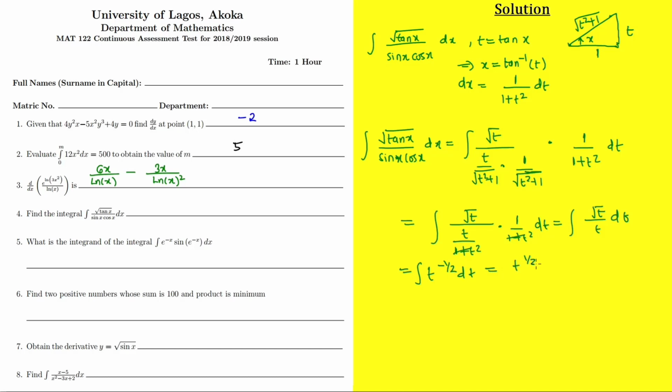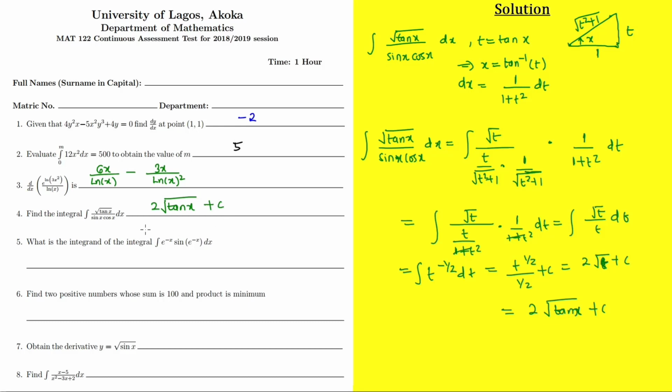T raised to the power 1 over 2, over 1 over 2, plus c, or you write it as 2 root t plus c. But we make a substitution here that our t is actually tan x. So that means I'm going to have 2 multiplied by the square root of tan x plus c. So the value of this integral is 2 multiplied by the square root of tan x plus your arbitrary constant c, since it's an indefinite integral. So my result here is 2 square root of tan x plus c.